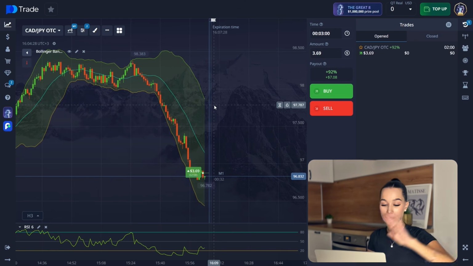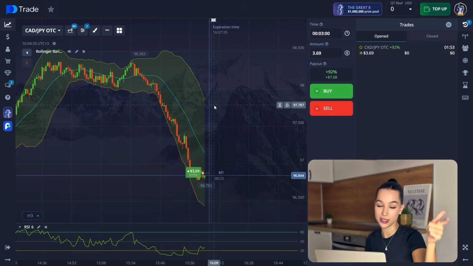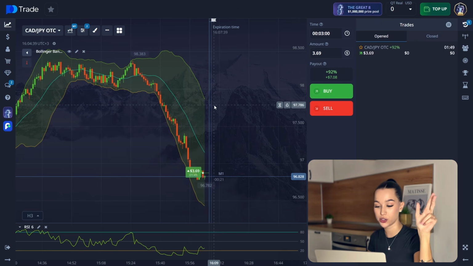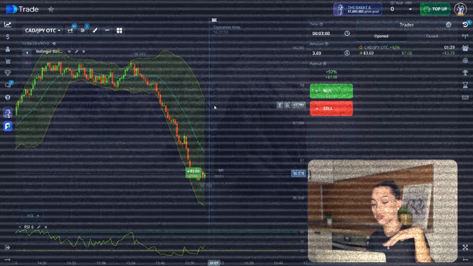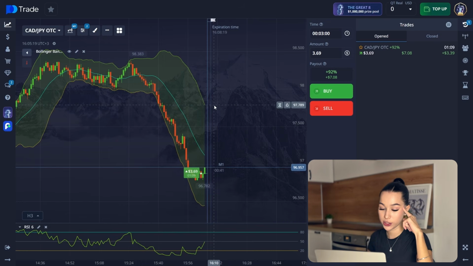So again, final summary here. First, Bollinger Bands oversold: price broke below the lower band. RSI below 20, so it's a high probability of a bullish reversal. Also, candlestick confirmation: a long lower wick, weakening bearish pressure, and also the first green candle. And yeah, actually here we have 1 minute and 9 seconds to the end of the trade.